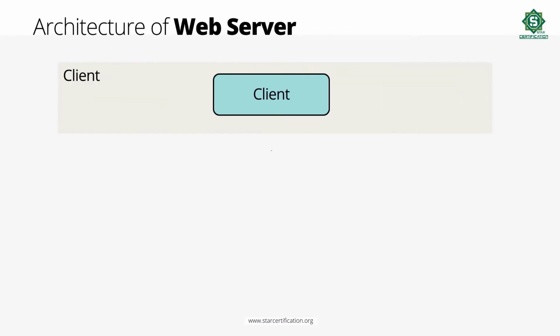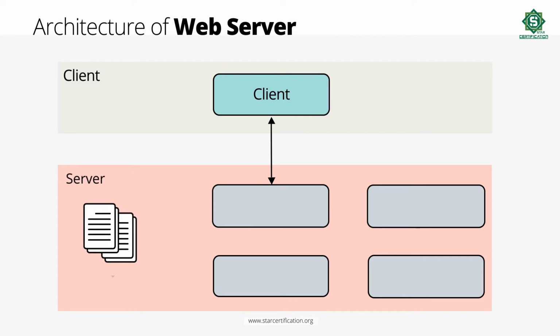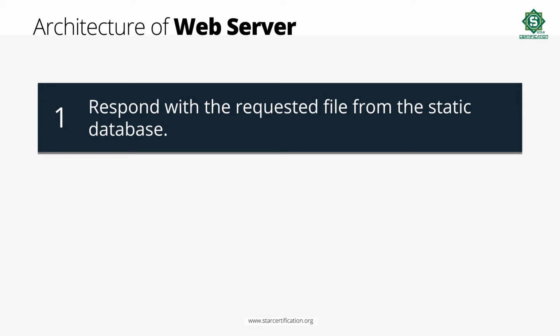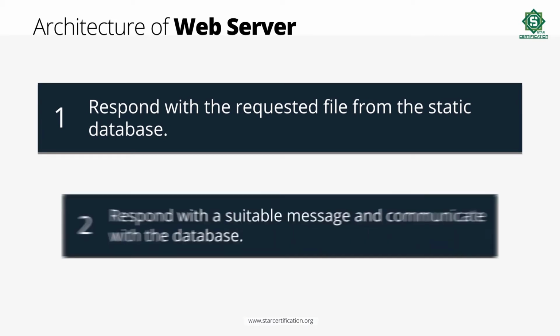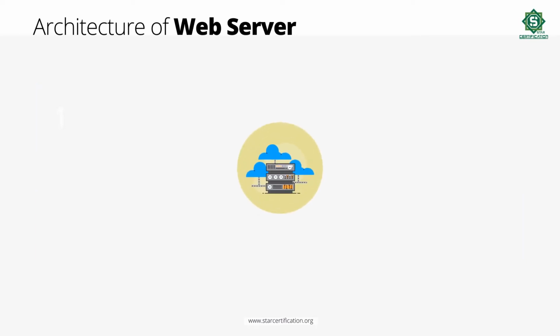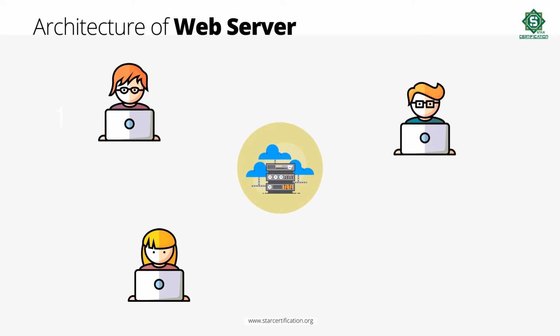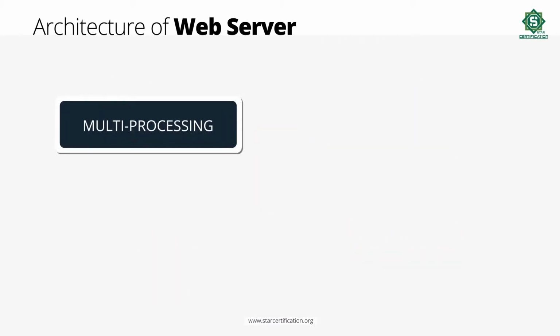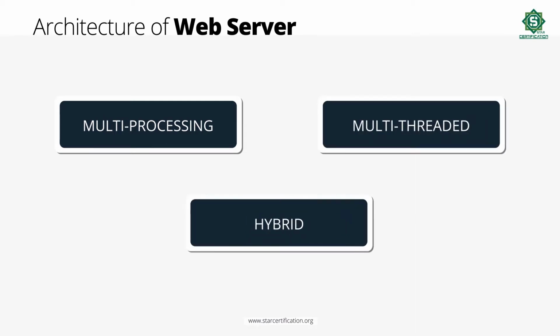A web server is incorporated with a modular architecture. This supports many programming languages and APIs to aid creation of dynamic content or modification. With a client request, a web server responds in one of the following ways: respond with the requested file from the static database, respond with a suitable message, or communicate with the database. A web server can handle multiple client requests simultaneously using the concurrent approach. The following methods help to attain a concurrent approach: multi-processing, multi-threaded, hybrid.